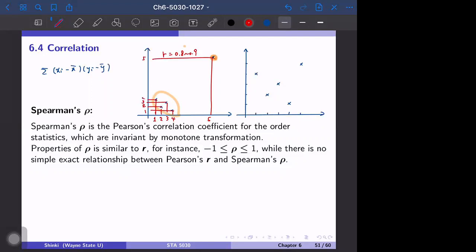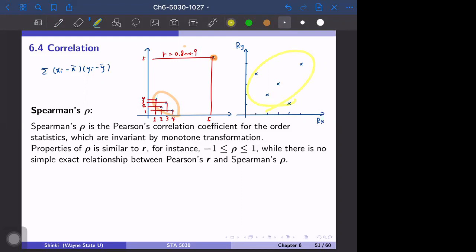So we don't use this numeric scale, we only use the order. This is the rank of xi, and this is the rank of yi, so maybe I write Rx and Ry. Then Spearman's correlation is the correlation coefficient for these 5 observations, and you can see probably this correlation is very close to 0.